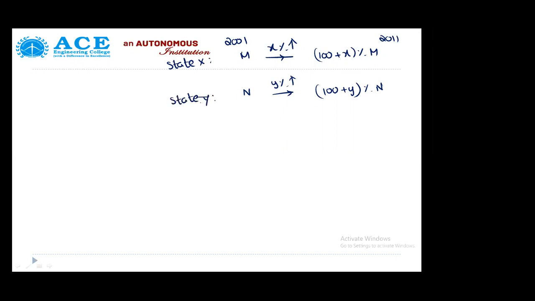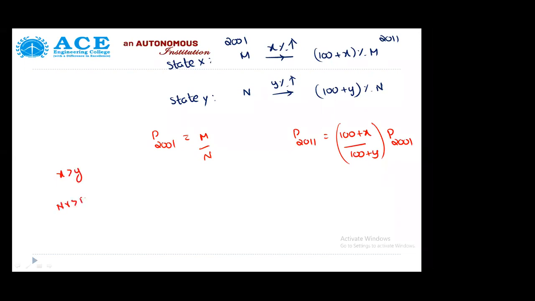Now here, P in 2001 is nothing but the ratio of M and N, so we can write M by N. What is it in 2011? M by N, 10X% by 10Y%. In 2011, it's 100 plus X divided by 100 plus Y. The percentage you can cancel as numerator and denominator. M by N can be taken as 2001. Now, as small x is greater than y, here the numerator is greater than the denominator, so definitely there is an increase.